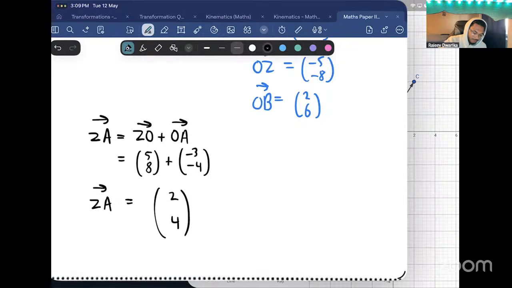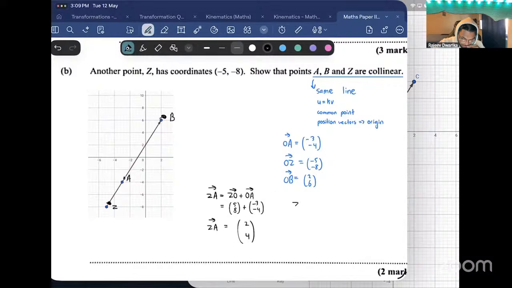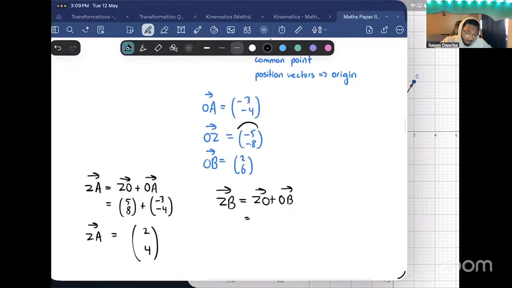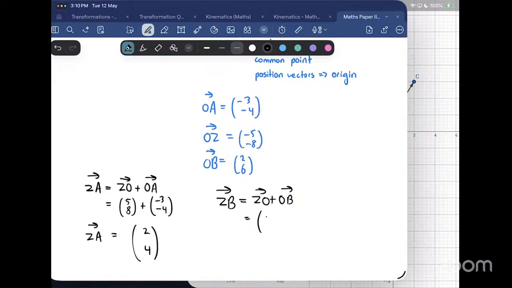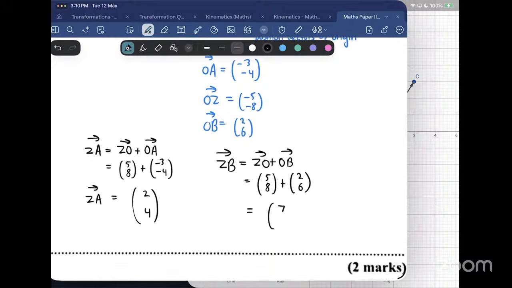And we can also find vector ZB, which is the whole vector. To find ZB, I go from Z to O and then O to B. ZO is in the opposite direction, so I change the sign to 5, 8. And I write OB as 2, 6 here. So 5 plus 2 is 7, and 8 plus 6 is 14.